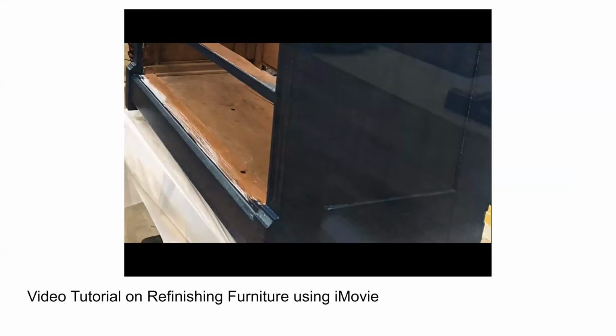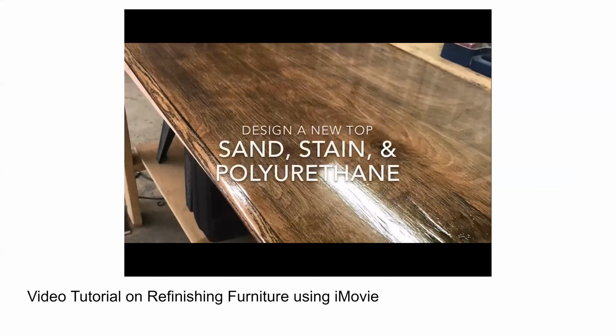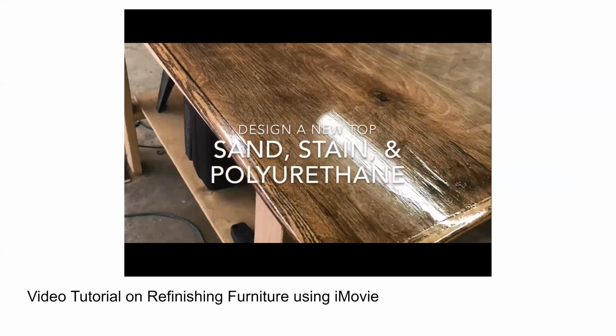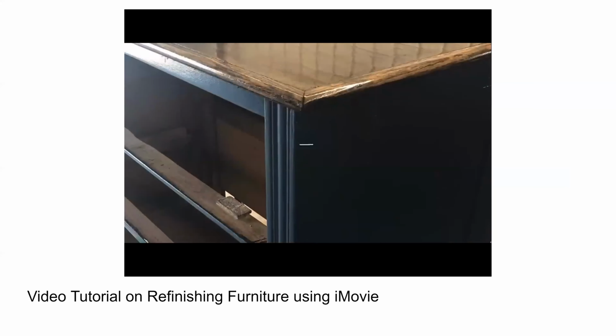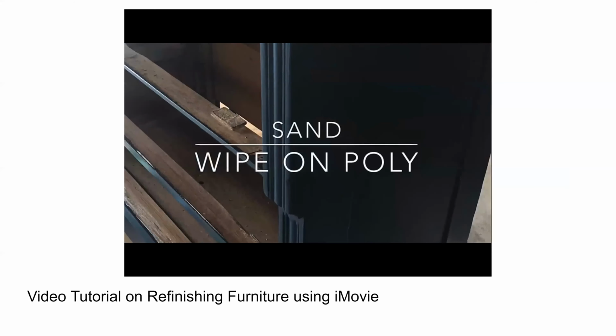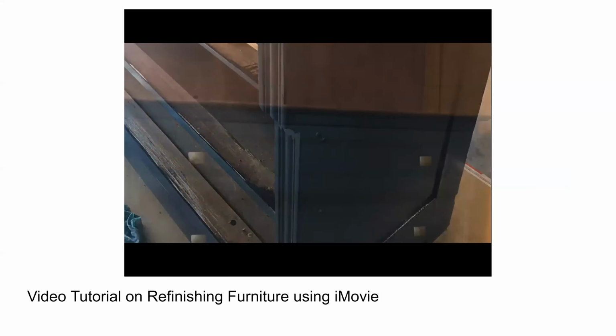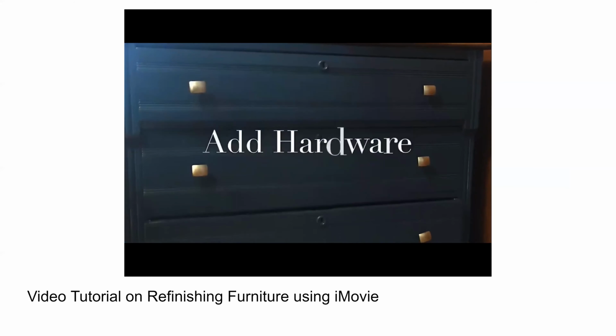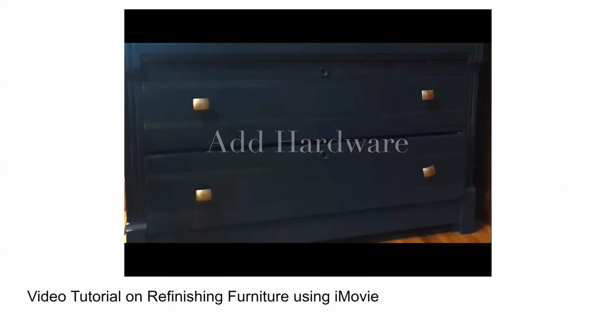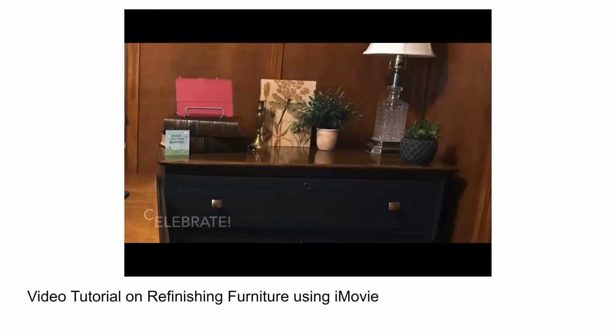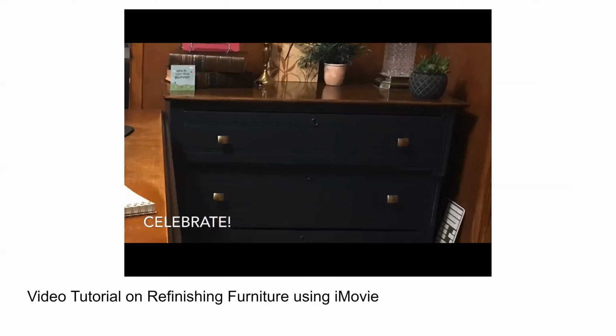You might have to add multiple layers of paint. Next, if you need to, design a new top, sand, stain, and add polyurethane. Put the project together, make sure you sand it, and put on wipe-on polyurethane. Add your hardware to your project, and then celebrate a job well done.